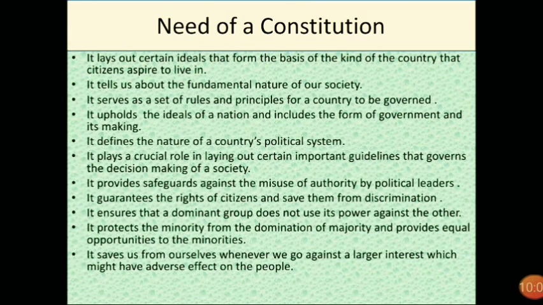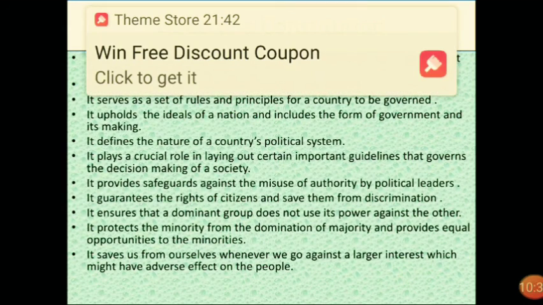It plays a crucial role in laying out certain important guidelines that govern the decision making of a society. How decisions will be taken in the parliament, majority and minority matters, and the major decisions by our government, elected bodies, ministers, everything has been given in the Constitution. They will follow the Constitution.